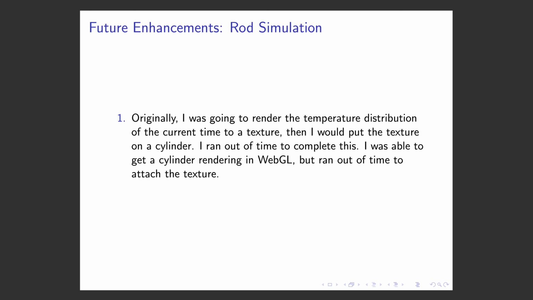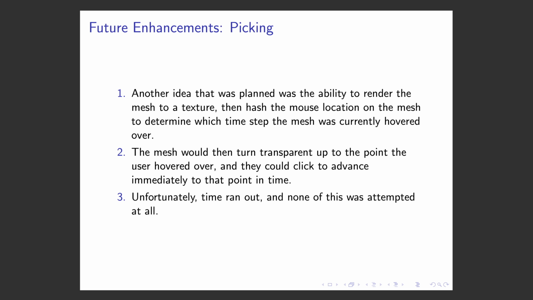Another one was rod simulation. I wanted to render the temperature distribution to a texture and then put it on a cylinder. I got the cylinder to render, but I couldn't get the temperature distribution to a texture. I wanted to do picking. I wanted to render the surface plot to a texture and then hash the location of the mouse on the texture, and then use that to make the surface plot transparent and use it to advance the time. But that ran out of time.